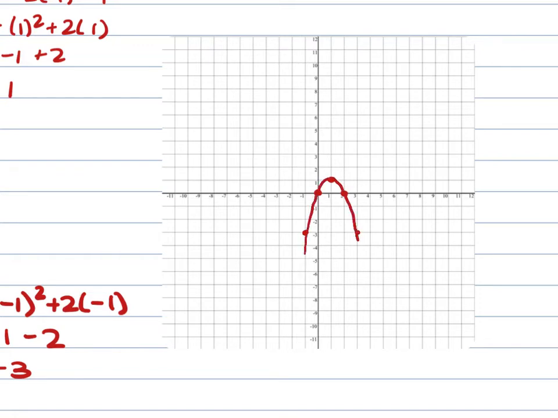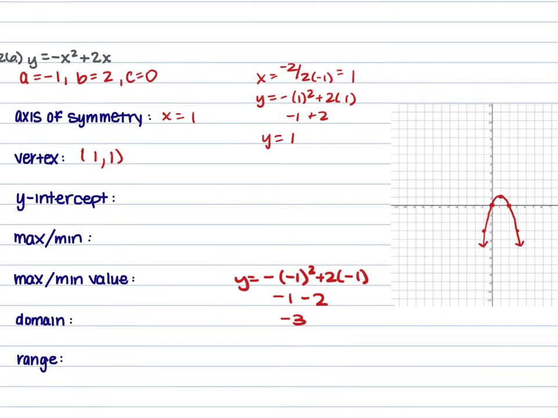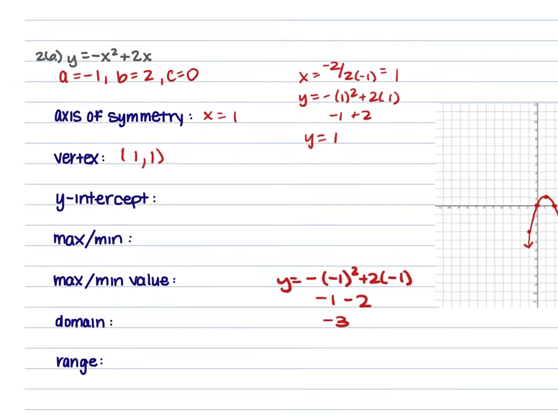Draw the line. We have our parabola. For this one, we have a maximum value at 1. Our domain is all real numbers, and our range is y is less than or equal to 1. That y-intercept, since c was 0, is just 0, 0.